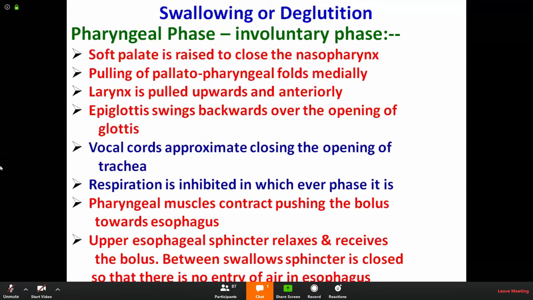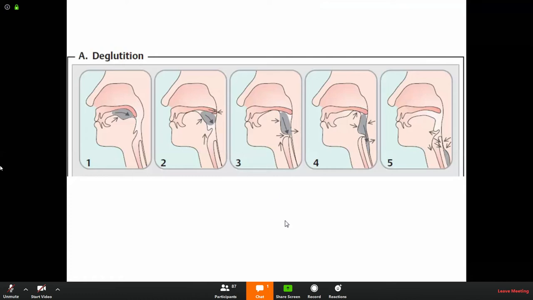The soft palate is raised. I will show it in the figure. The soft palate is raised so that the nasopharynx is closed. There is no entry of food into the nasopharynx. The vocal cords are approximated, and the palatopharyngeal folds are pulled medially so that the bolus of food is compressed and goes downward.